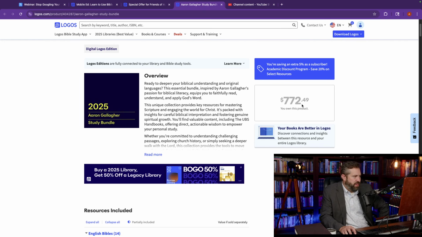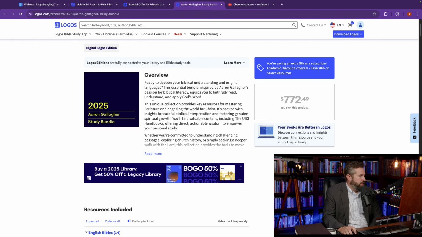It says $772 on mine. I already own all the resources in it. So essentially, it will give you dynamic pricing. Let's say you have a ton of Logos Bible software and you have your own big library already. It won't make you pay $1,000 as it would to someone who has no resources. It will actually dynamically price it. So for you, it might be $300 or $400 or $500, depending on how many resources you already have that are in this, all right?